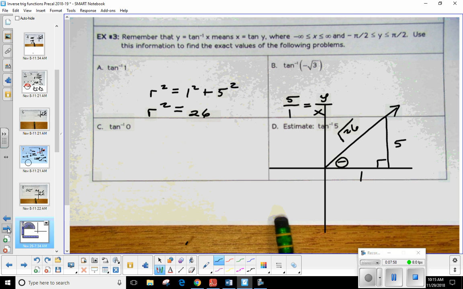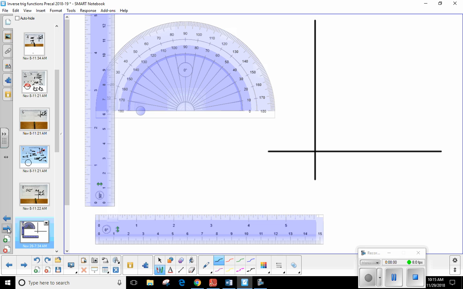Now, on your test next week, you do have several problems like this. And I'll go ahead and tell you, you are not going to have a calculator on the test next week. Okay, you're just going to have what you know and the protractor. So it's going to be okay.